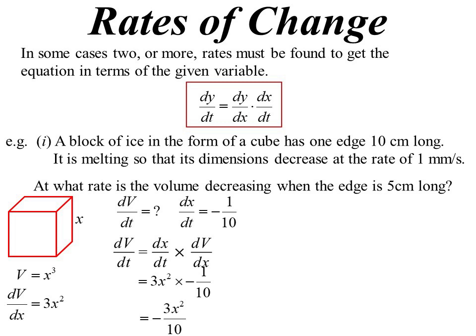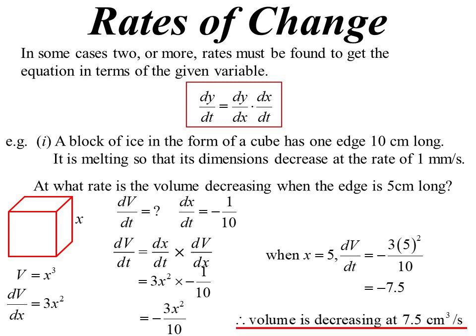It's in terms of the side length, which is good because that's the information they've given me. We want to find the rate the volume is decreasing when the edge is 5 centimeters. So essentially now it becomes a substitution question. So when x equals 5, what is dV/dt? Substitute 5 in, and we end up with negative 7.5. We answer the question, we just don't leave it as minus 7.5. So answer the question, there we are. Okay, the volume is decreasing, the negative tells me it's decreasing, at a rate of 7.5 centimeters cubed per second.